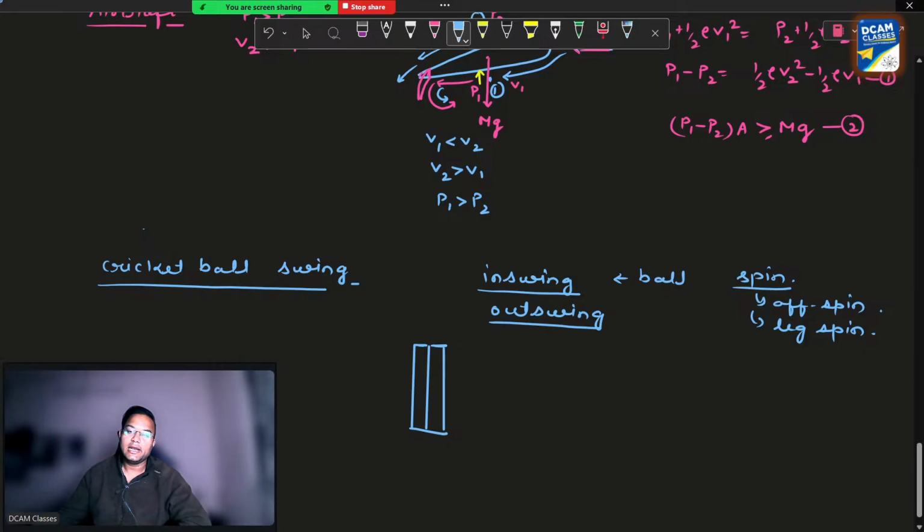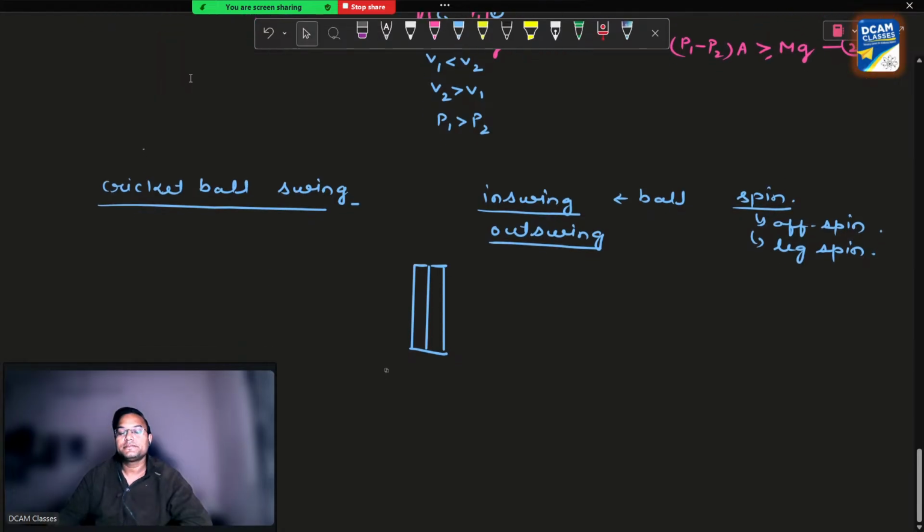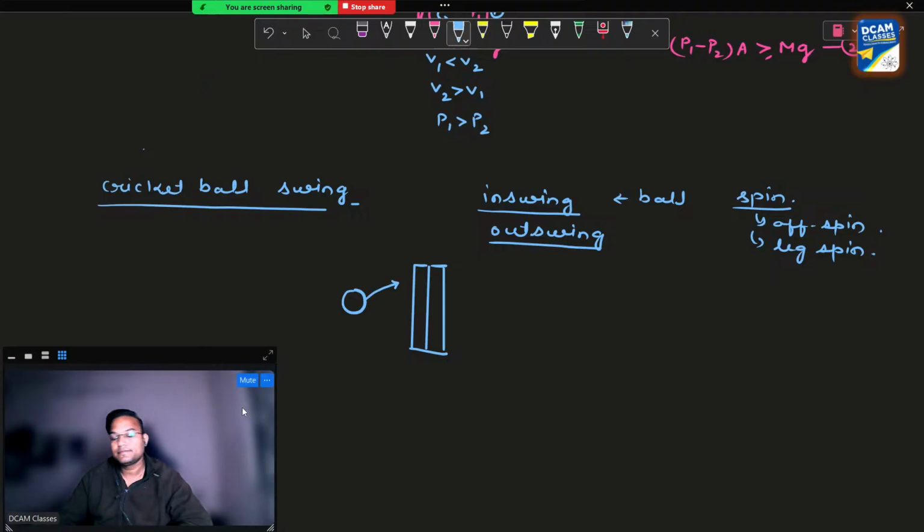The cricketer is right-handed. Suppose. Why do we say in-swing? Suppose the ball is this, moving at very high speed. The bowler has thrown it, and this ball tends to come inside after one bounce. This is known as in-swing.